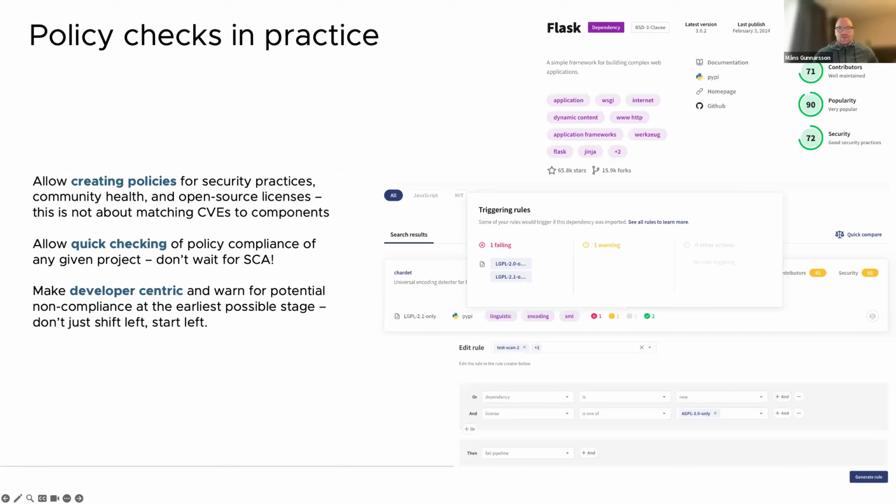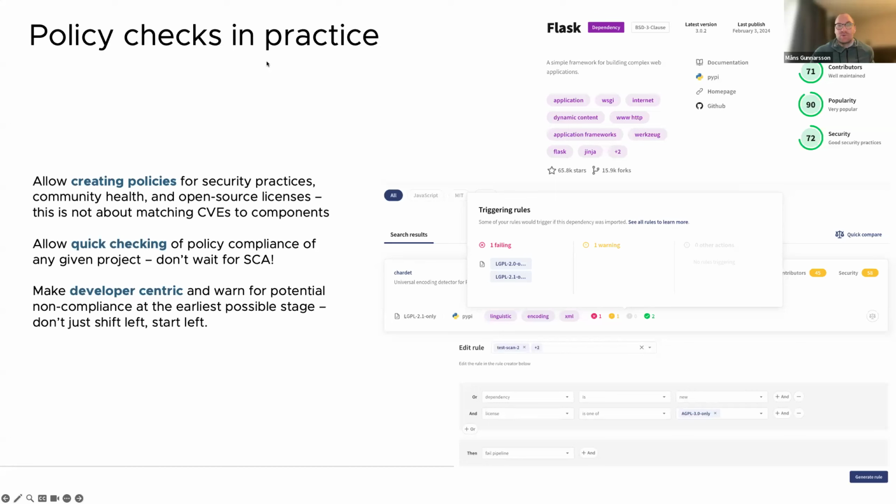Thank you. So we were approaching the end here, but let's briefly discuss how these capabilities could work in practice. So to start with, you have to allow creating policies for your security practices, for community health, and for open source licenses. Or actually anything that's dictated in your open source intake policy.